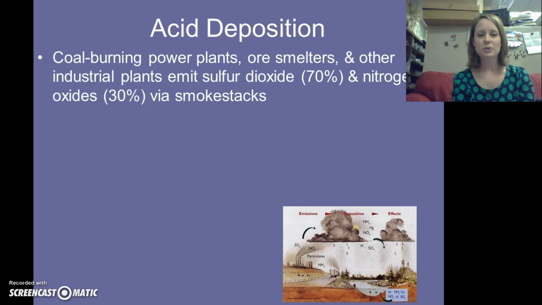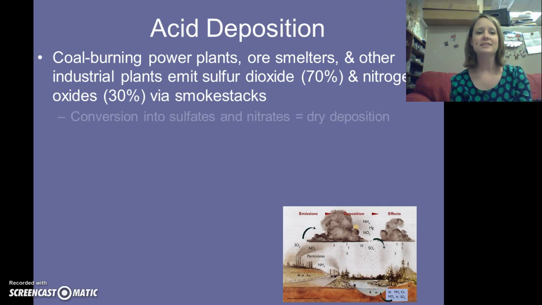So one of the main sources of the pollutants that lead to acid deposition are coal-burning power plants, also ore smelters. Remember that ore smelting is when we are removing the metal ore from a rock. And then other industrial plants that are also emitting that sulfur dioxide. So 70% of acid deposition comes from sulfur dioxide. The other 30% is nitrogen oxide.